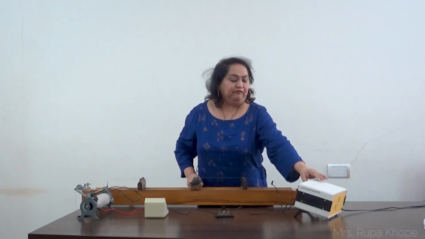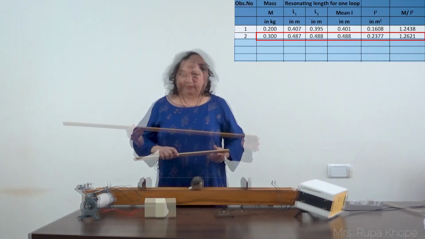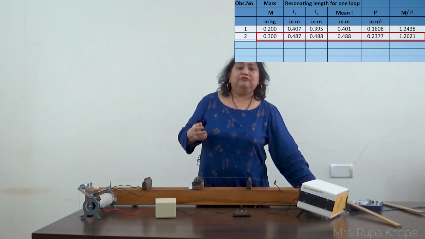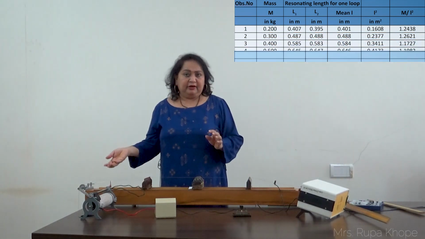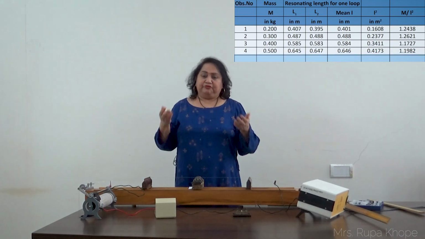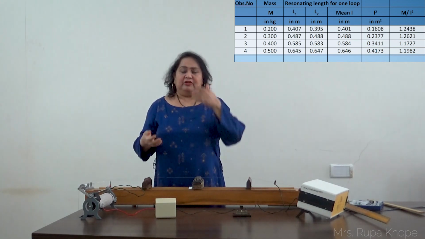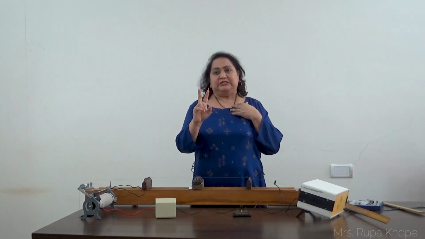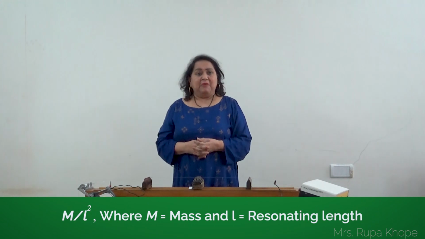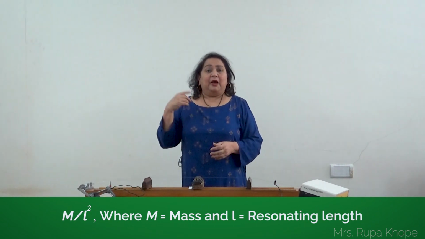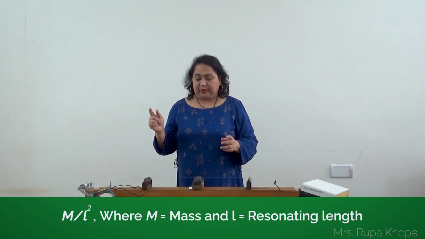So you need to go for the best, and then you have to put it off and take the second reading. Like this you have to take the readings for 300 gram, 400 gram, 500 gram. So first one was 200, then 300, then 400 and 500. Each time you have to take 2 readings, average, then calculate M upon L square. By the way, what is M? M is the mass, that is 0.2 upon L square, resonating length square. Those calculations we'll do later on.